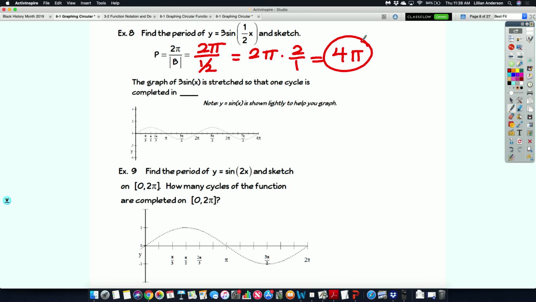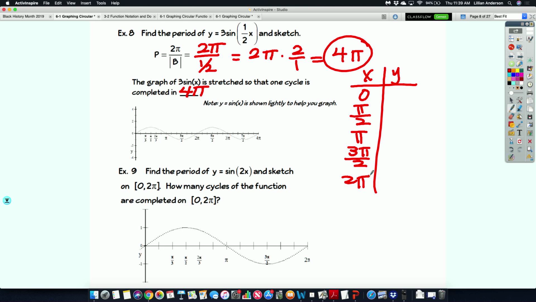The graph 3 sine x is stretched so that one cycle is completed in 4 pi radians. Okay? And there's the graph to help you. Well, actually, this is not the graph to help you. This is the graph of the original sine. Okay? How would we graph this? Horizontal stretches. Does that affect my x's or my y's? Horizontal, this affects your x's. How does it affect it? They end up getting multiplied. Just like how vertical stretches were multiplied, horizontal stretches and shrinks are also multiplied as well.